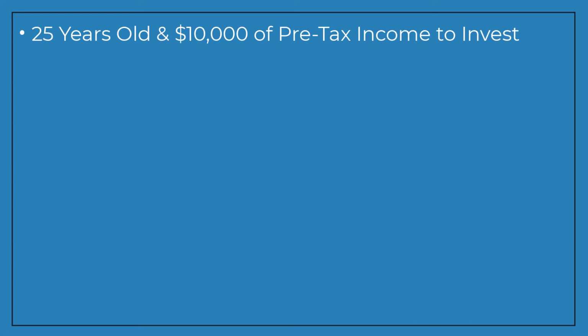So as I mentioned, one of the main benefits of defined contribution plans is that you can contribute money on a pre-tax basis, and that money is allowed to grow tax-free until your funds are withdrawn. So what I want to do now is look at this in a little more depth and go through an example and show you the huge benefit of tax deferral. So first, let's make a few assumptions. Let's say you're 25 years old and you have $10,000 of pre-tax income to invest.